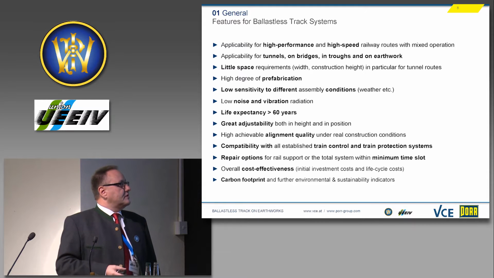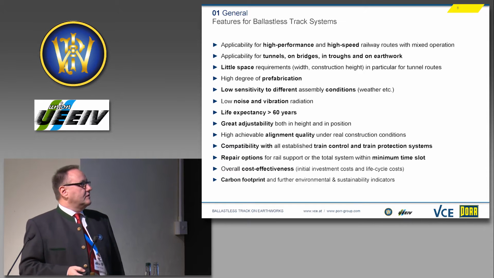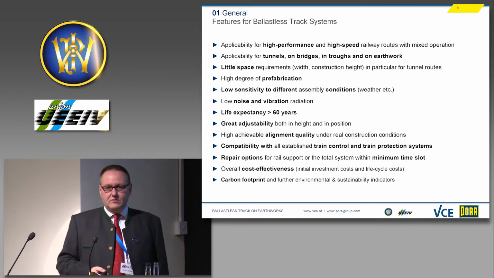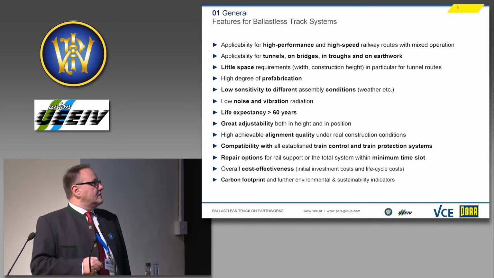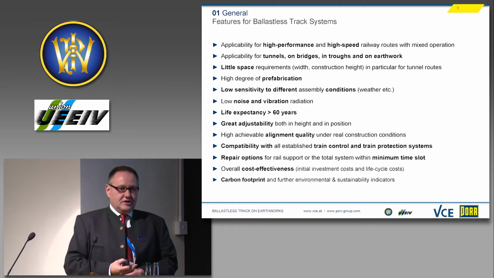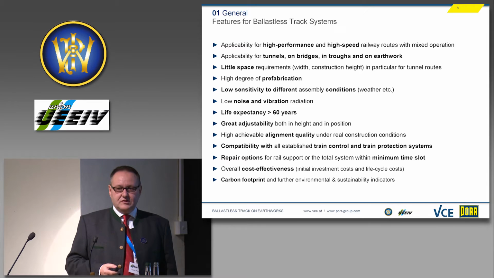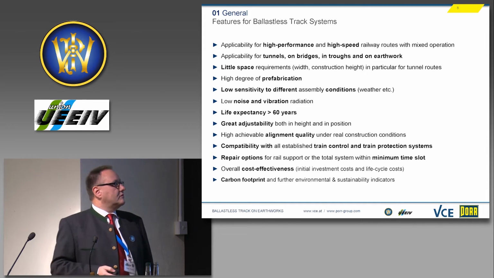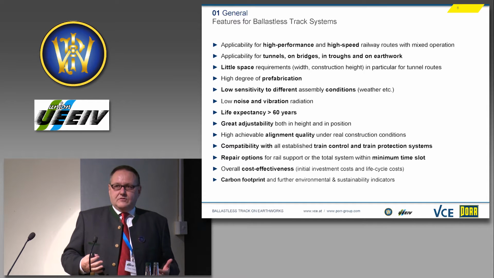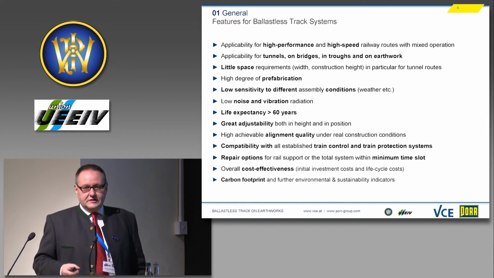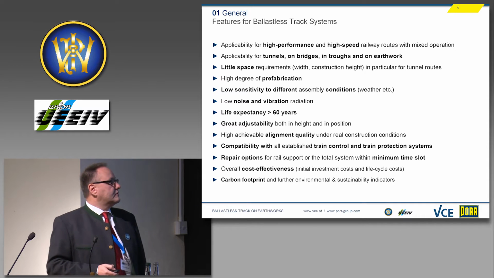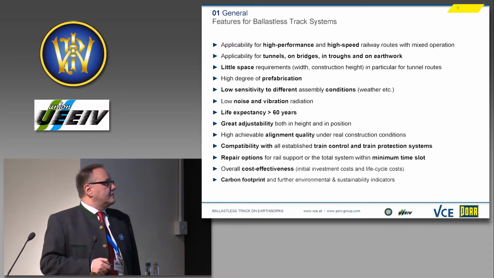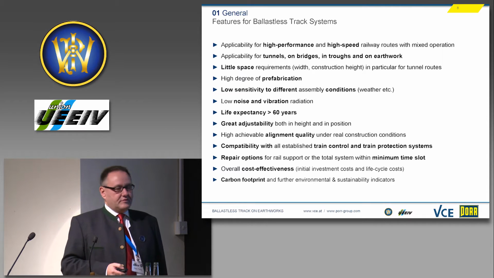The system should be applicable for tunnels, on bridges, in troughs and on earthwork. Of course, the system should be one system for a whole line and not different systems. The space requirements shall be as small as possible, especially for the application in tunnels, to reduce the cross-section of tunnels, or to increase the clearance profile in old tunnels by installing a ballastless track system instead of a ballasted track system. Then what we want is a high degree of prefabrication.